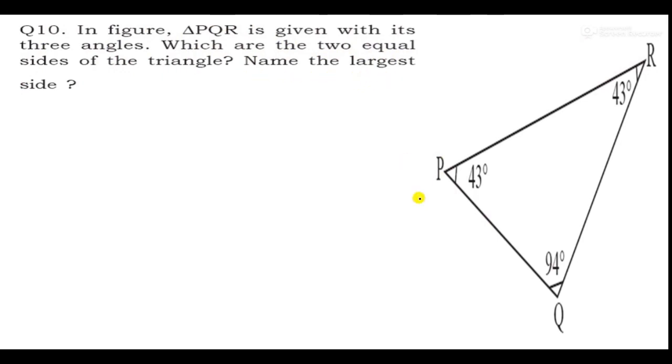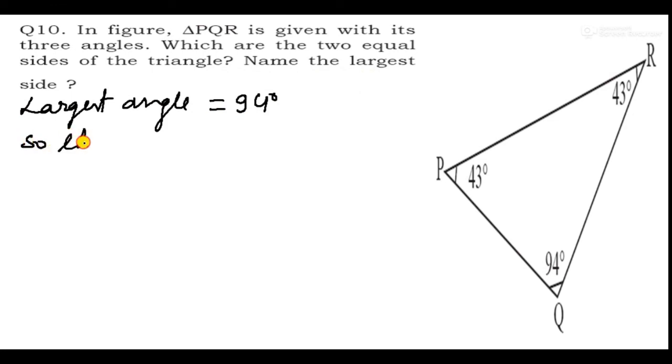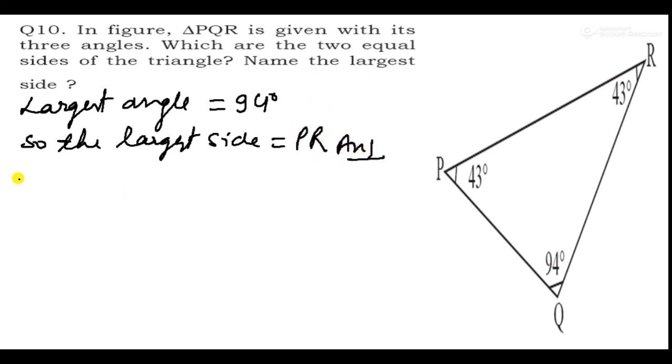Name the largest side. So largest angle is, so you can write here, largest angle is equal to 94 degrees. So the largest side is equal to which one? Just opposite of it, that is the 94, it is PR. So you have to write PR. Name the largest side, that is the largest side you have to write.